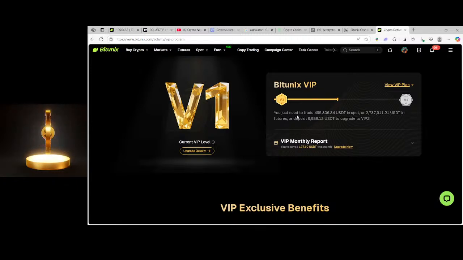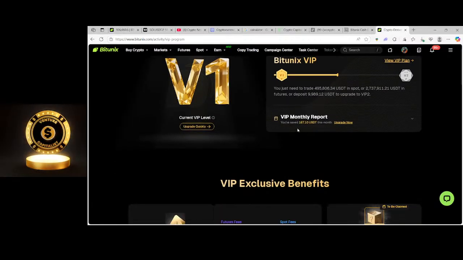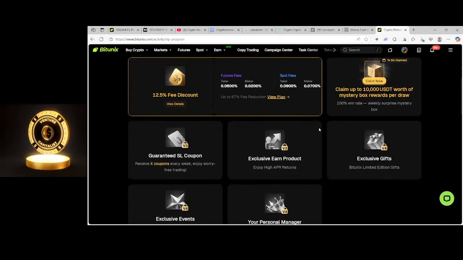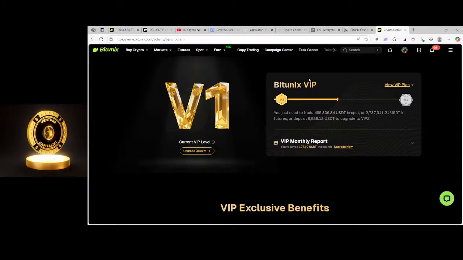I'm at level 2. You just need to trade 495 in spot. So monthly reports, you've earned... Oh shit! Look at this. My monthly report says I've saved $187 this month. Exclusive benefits, 12%. Yeah, I'll dig into that a little bit more.